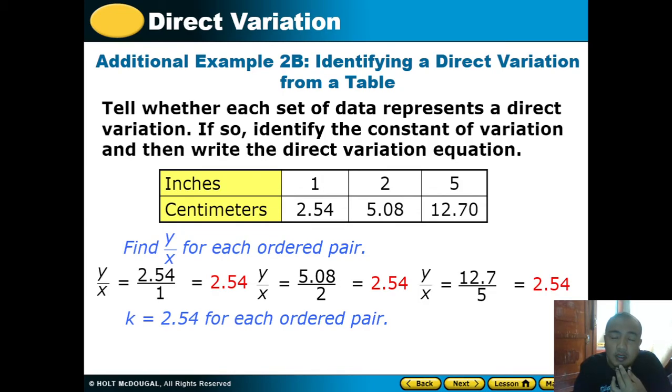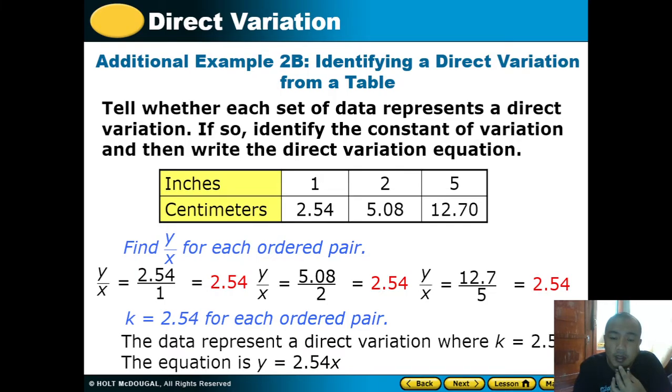And what is the equation? y equals kx, so y equals 2.54x. That's the equation of direct variation, so just substitute k by 2.54. So the equation of variation is y equals 2.54x.